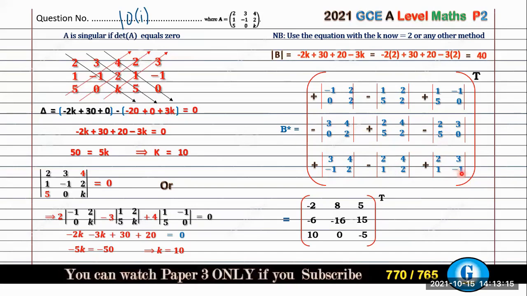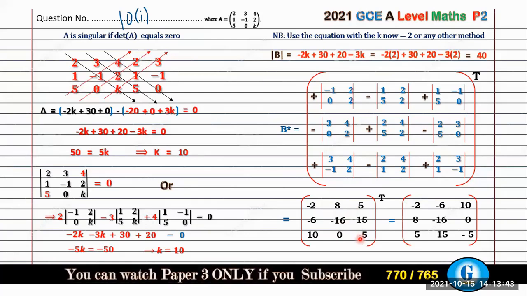When we transpose this, we are going to have the adjoint of this matrix. That's going to give us, we interchange rows for columns. So we have minus 2, 8, 5 becomes a column now. Or we say minus 2, minus 6, 10 becomes a row. Minus 2, minus 6, 10. 8, minus 16, 0. 5, 15, minus 5. So that's our adjugate, right?